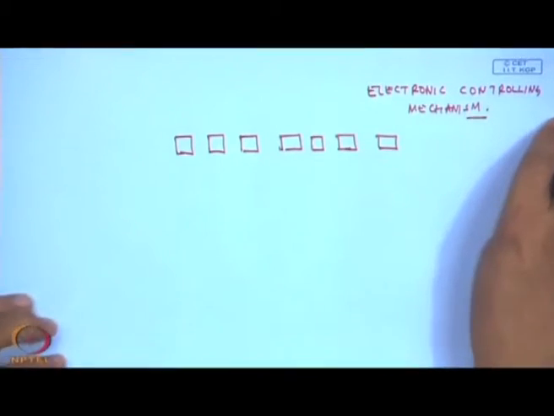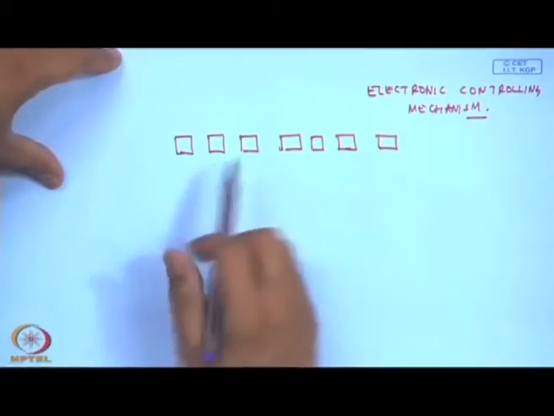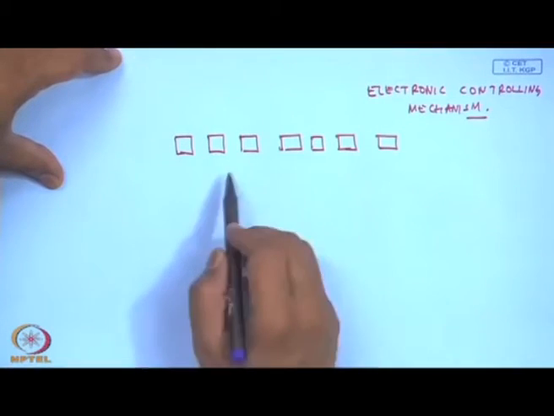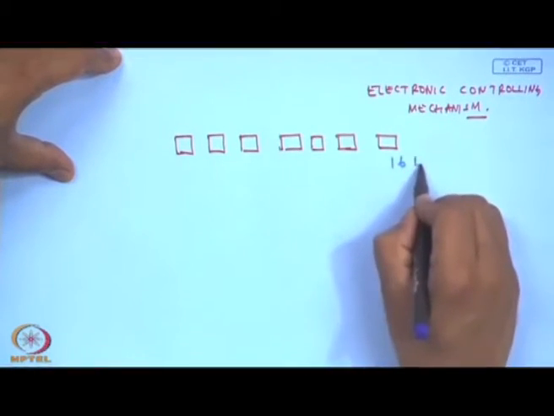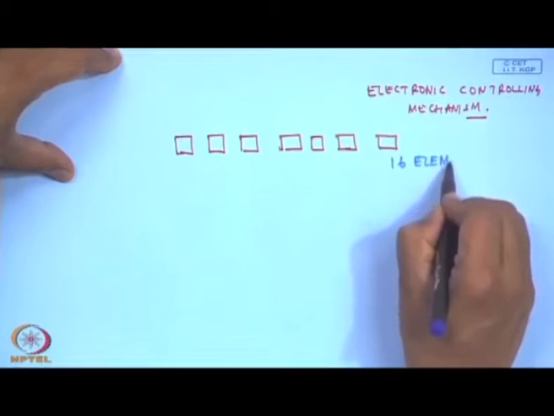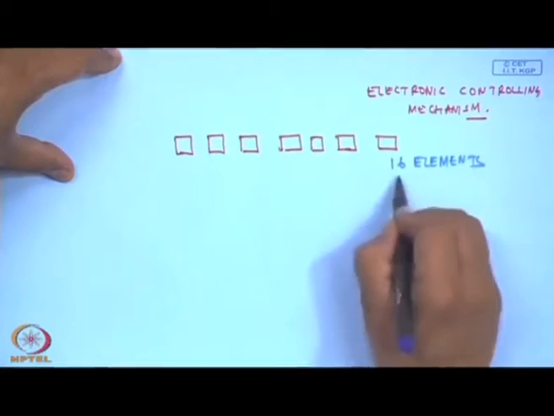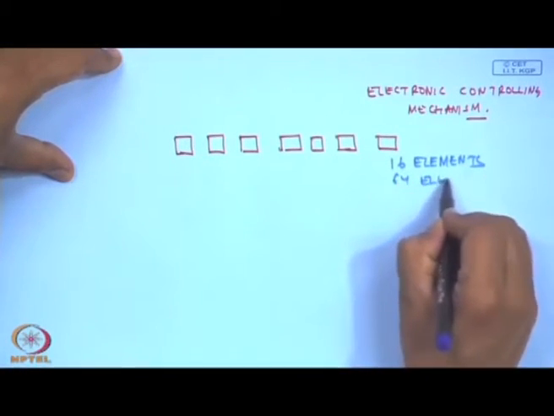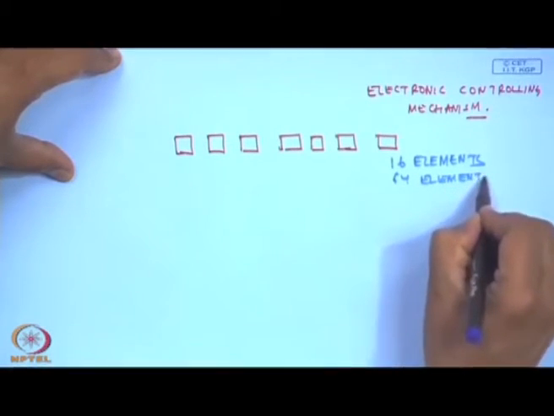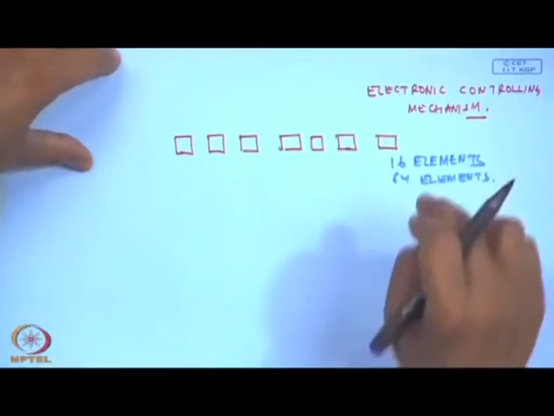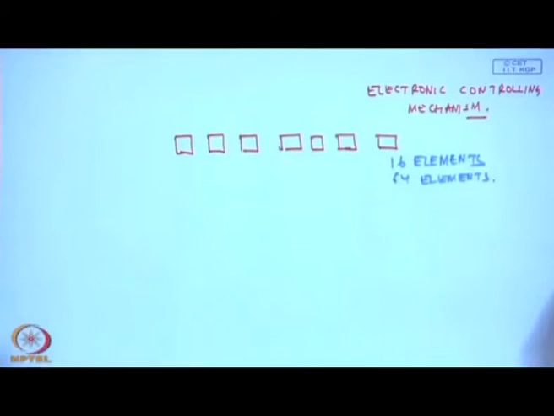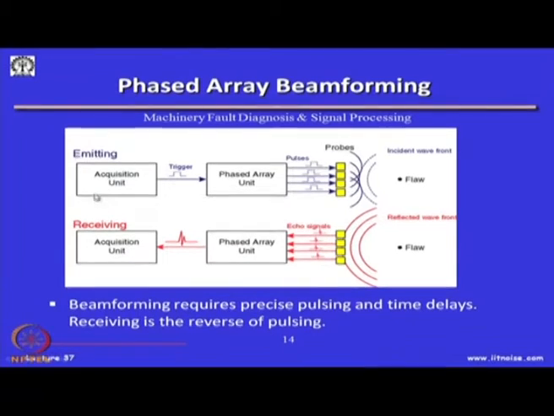Now, such a structure could be held together, maybe with 16 elements. Usually probes are found with 16 elements or 64 elements. So, imagine that instead of one probe, you have 16 probes or 64 probes in one go. So, they can help you do the scanning quickly. This is what phased array beam forming is.